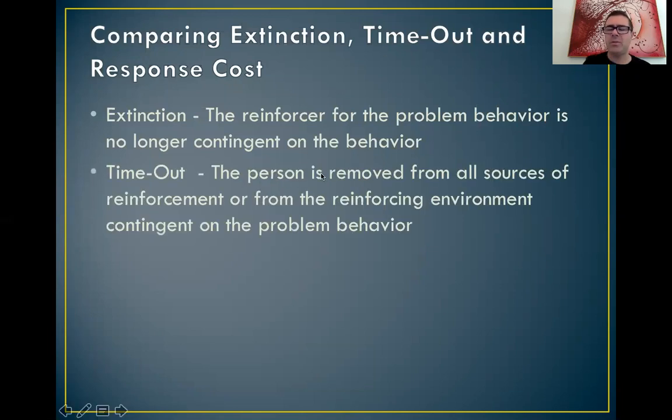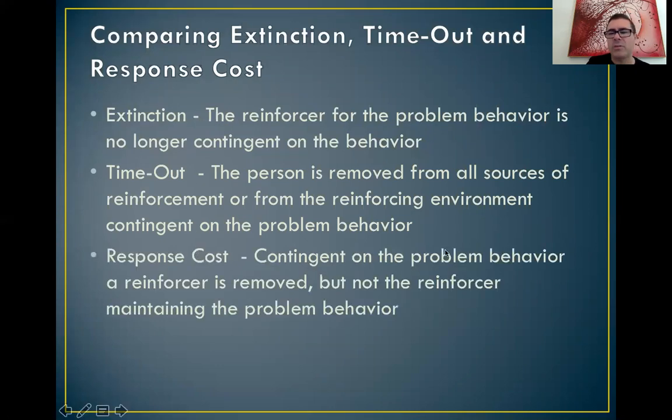Then you have timeout, which we talked about last class. Now, timeout, the person is removed from all sources of reinforcement or from the reinforcing environment, again, immediately after problem behavior occurred. So problem behavior occurs, and then the person is removed from the reinforcing environment. And then with response cost, again, problem behavior occurs, and then immediately after, a reinforcer is removed, but not the reinforcer maintaining the problem behavior, something else, right? So a different reinforcer is removed.